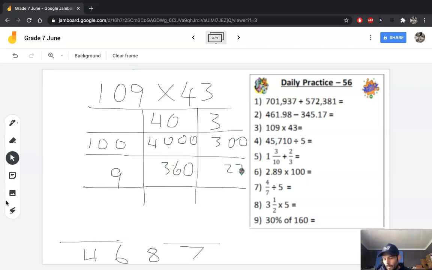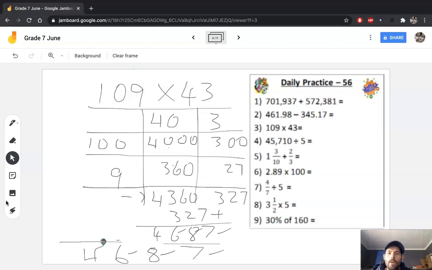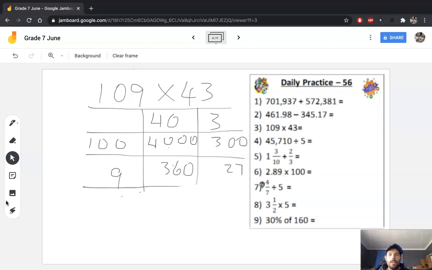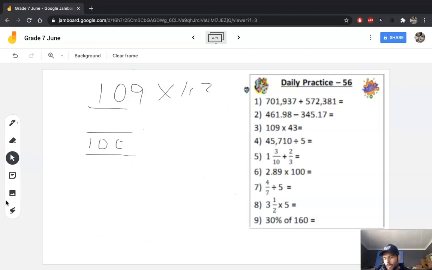And if we add up 4,360 and 327, so if we add these two numbers up, let's do it quick. 7, yep. 8, yes. 6, yes. And 4, absolutely. So, I'm really happy that my calculations using both methods have worked out. Remember, you choose whatever method you are comfortable with, and whatever method makes the most sense to you. But as always, guys, please check your work as much and as thoroughly as possible.